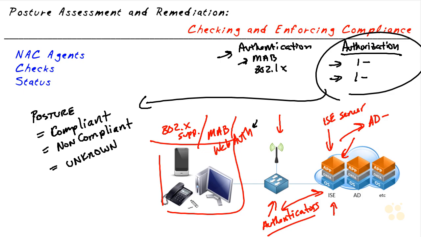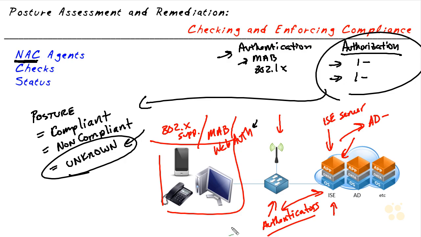So a computer that's just connecting to the network, which does not have any type of network admissions control software, either a temporary NAC agent or a permanent one, if it's not installed, the ICE server is not going to know exactly the posture of that device, and that would be considered as a posture status of unknown.